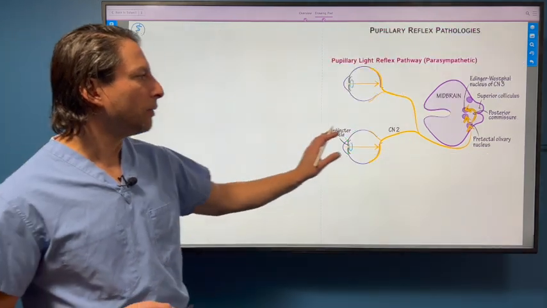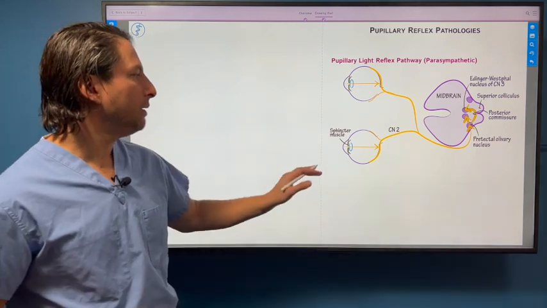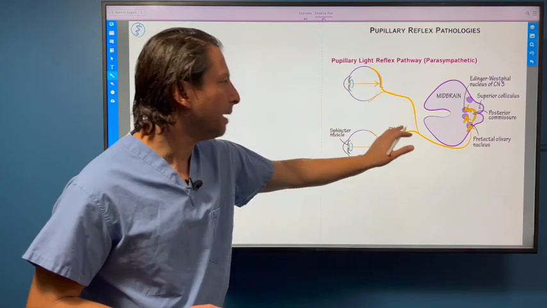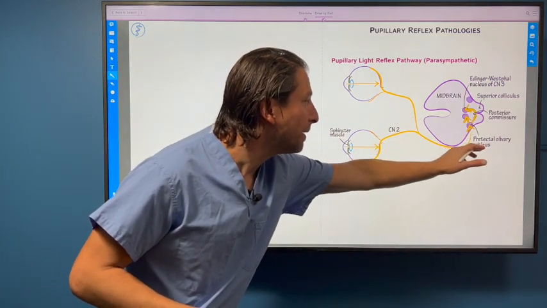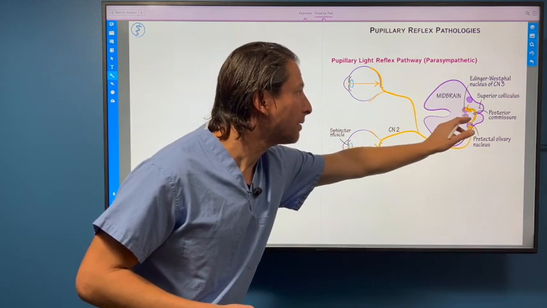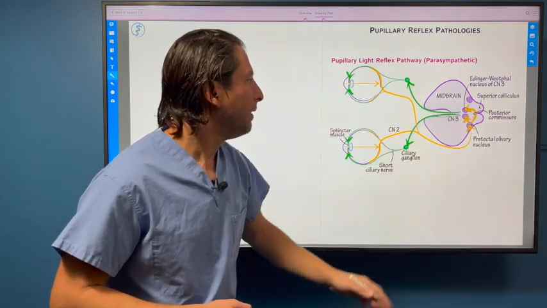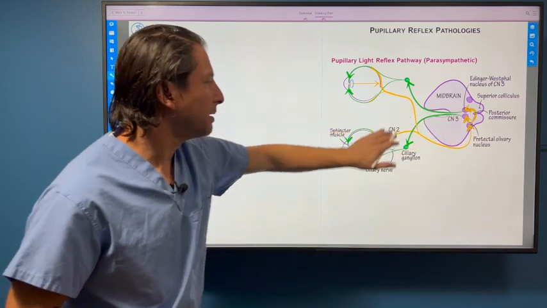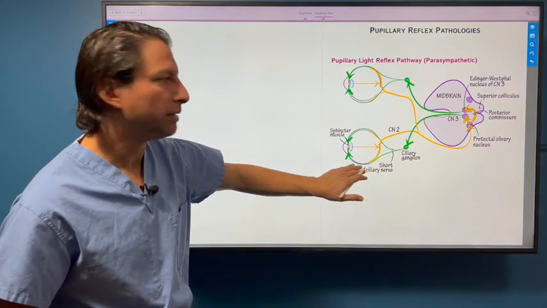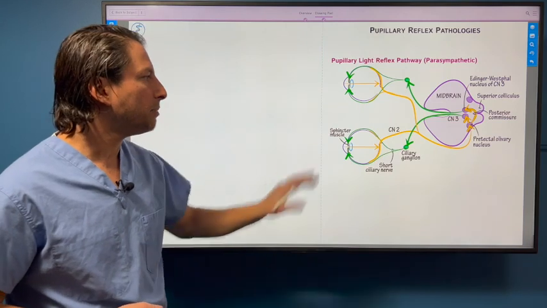So in the pupillary light reflex, the pupils constrict in response to light. So light comes in, it's captured at the retina by the optic nerve. The optic nerve then sends projections to the pretectal olivary nucleus, which then sends projections bilaterally to the Edinger-Westphal nuclei of cranial nerve 3. And then cranial nerve 3 projects to the ciliary ganglia, which then send projections via the short ciliary nerves to the sphincter muscles, which cause the pupil to constrict. So that's the basic physiology.